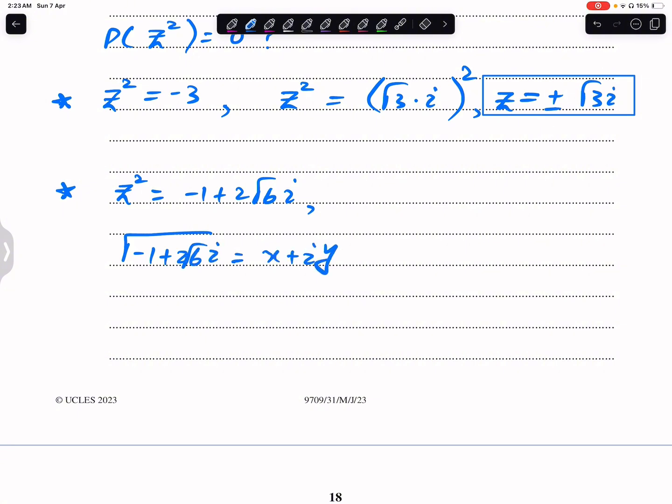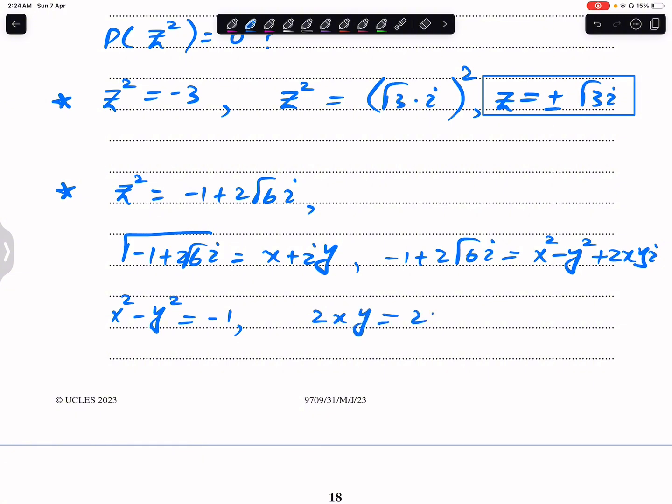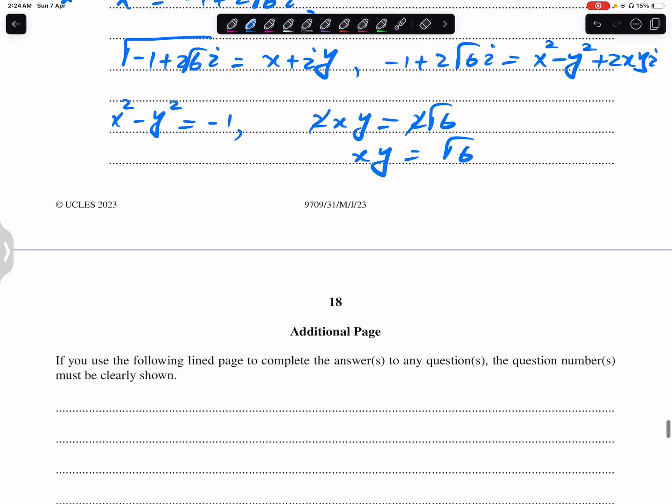Do you remember the method? Now take square on both sides. So minus 1 plus 2√6 i is equal to x² minus y² plus 2xyi. Comparing real part to real part, x² minus y² is equal to minus 1, and 2xy is equal to 2√6. So 2 will be cancelled out, so xy is equal to √6. So make y the subject: y is equal to √6 over x. So put it here.